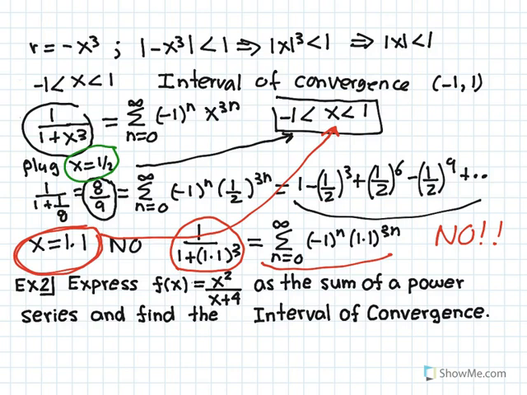All right. So now let's look at another example. Here we have: express the function f of x is equal to x squared divided by x plus 4 as a sum of a power series and find the interval of convergence. All right, so let's start by rewriting f of x is equal to x squared divided by x plus 4. Let's rewrite this as x squared times 1 over x plus 4.